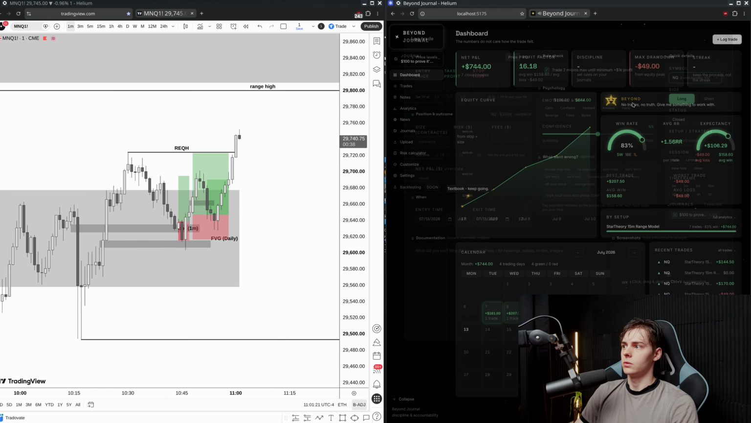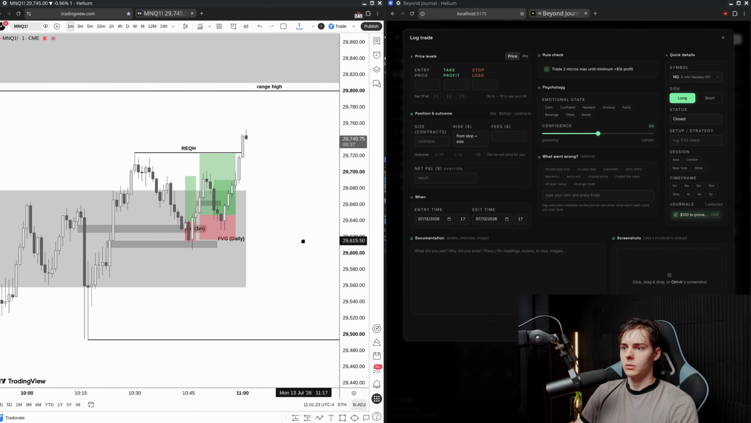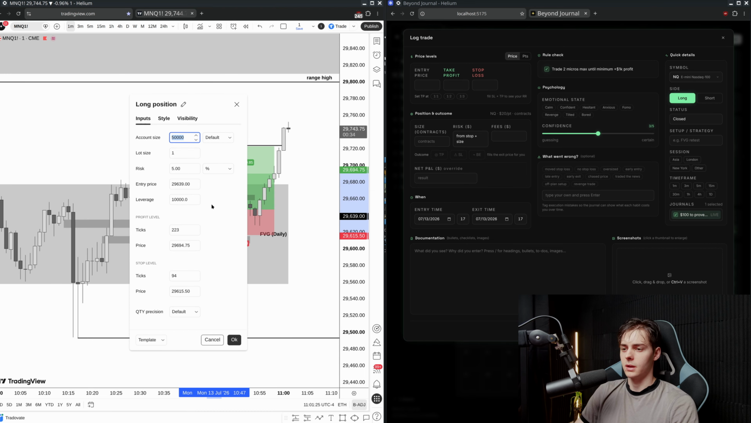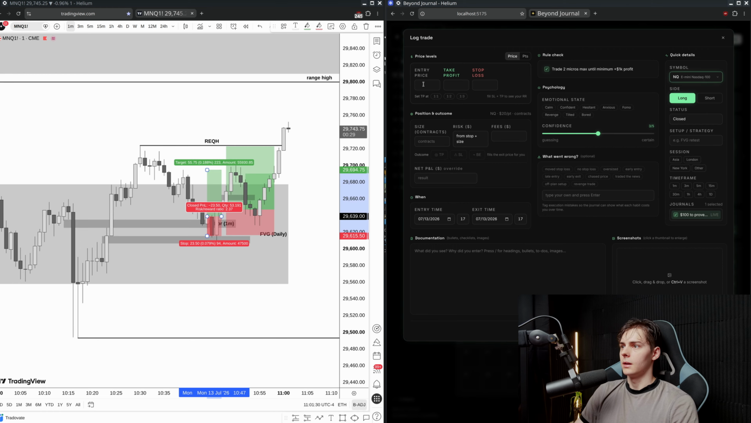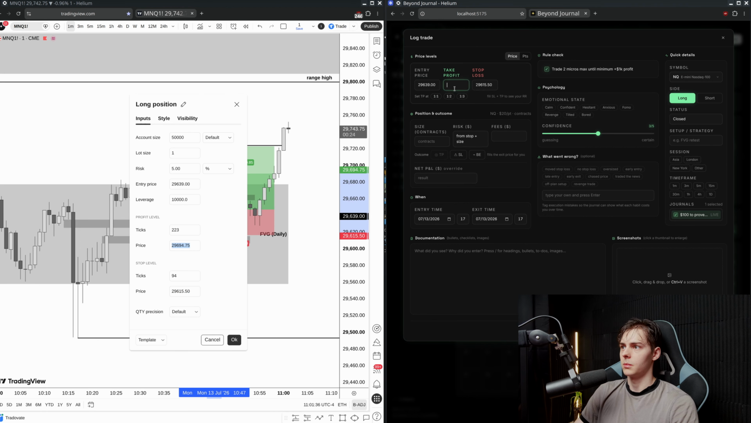Yeah, let's just go journal one more trade. Basically, I'm going to be journaling the loss first. This was just a 1 micro, if I remember correct. What is it, 2? No, this was only 1. This is going to be the entry, going to be the stop loss. It's going to be the take profit.